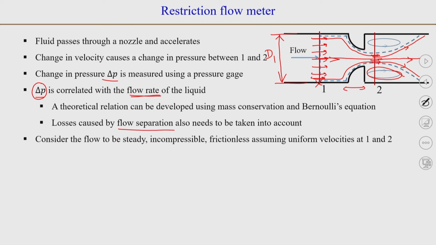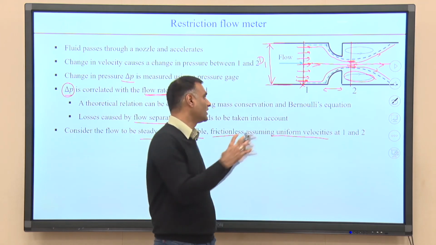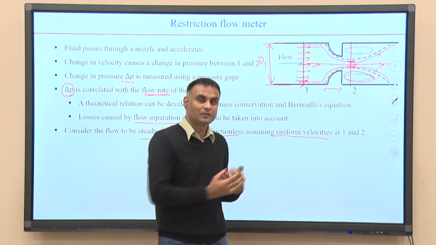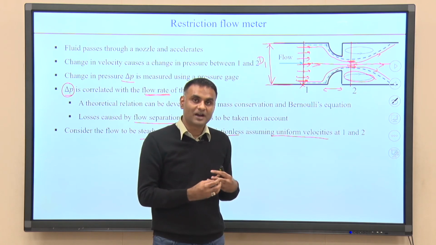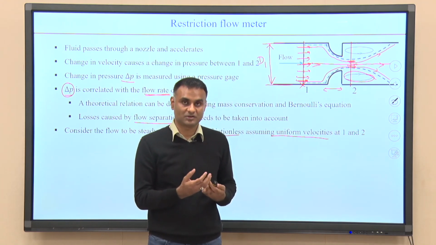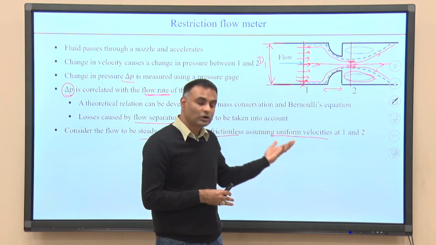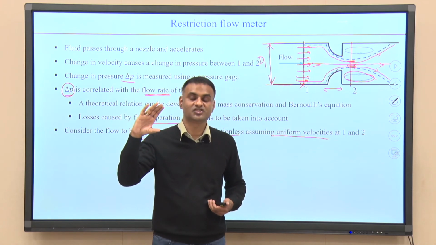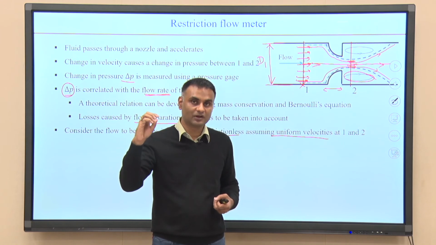So, let us consider that the flow is steady, incompressible and frictionless. So, we are assuming the flow to be frictionless. We are also assuming that the flow velocity is uniform. Now remember that the restriction flow meter will generally be installed when you have flow in pipes. If the flow is laminar, then the velocity profile is parabolic and the assumption of uniform velocity is a gross assumption. Most of the time in chemical engineering applications in plants, the pipe is larger, a few inches, and the velocity is high. So, the flow is often turbulent.